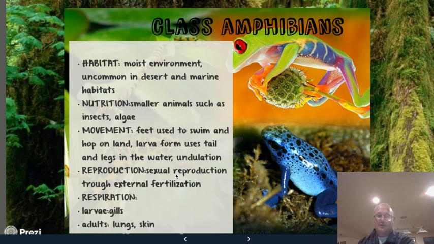External fertilizers. So the female of the species lays eggs. The male has to come along and spray it with sperm. And they have to live in moist environments because they have tadpoles as part of their reproductive system.